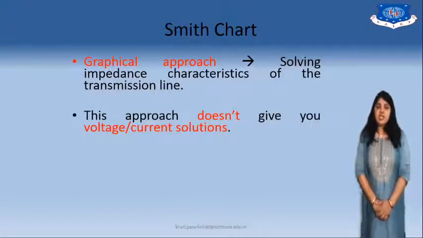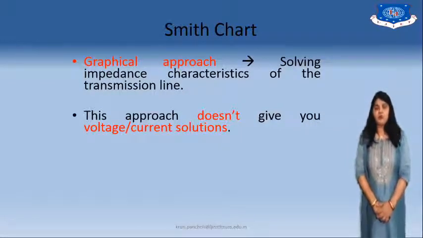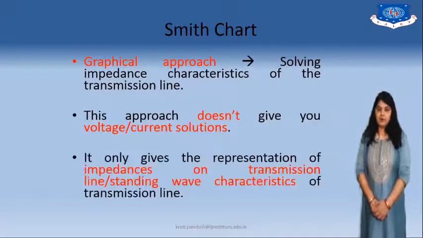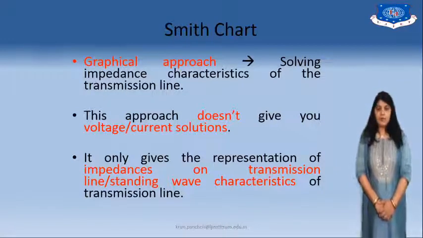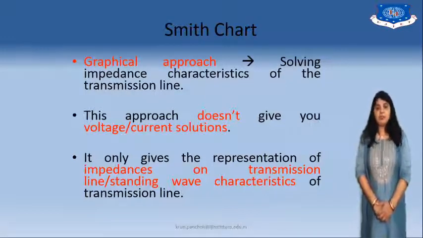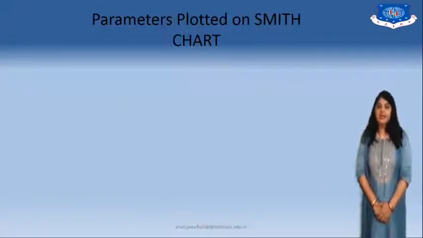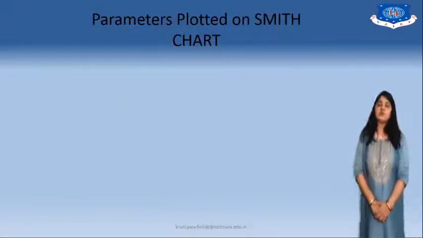The approach doesn't give you the voltage or the current solutions. Earlier we used various approaches to find the voltage and current, using the transmission line equation. But this analysis won't give us the voltage or the current value. It only gives the representation of the impedance on the transmission line or the standing wave characteristics of the transmission line. Now, the parameters plotted on the Smith chart.